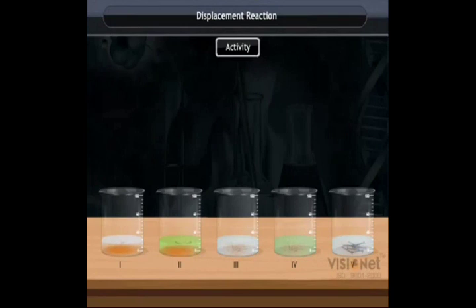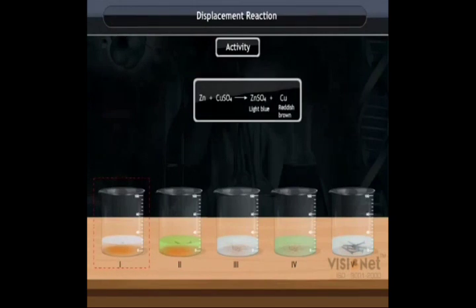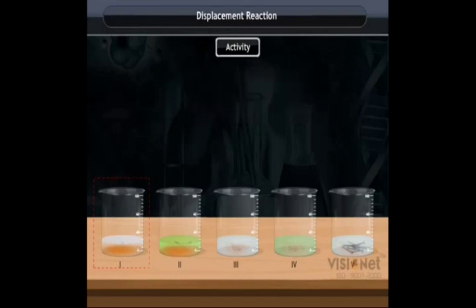Look at the first 2 beakers. You can see the color changes. In the rest, 3, 4 and 5, there are no particular changes. So what happens? The zinc reacts with the copper sulfate in the first beaker and forms zinc sulfate and copper. That is why a reddish brown color has been formed, because zinc is more reactive than copper, which displaces copper from the copper sulfate solution. This is what happens in the first beaker. That is why the color has changed.